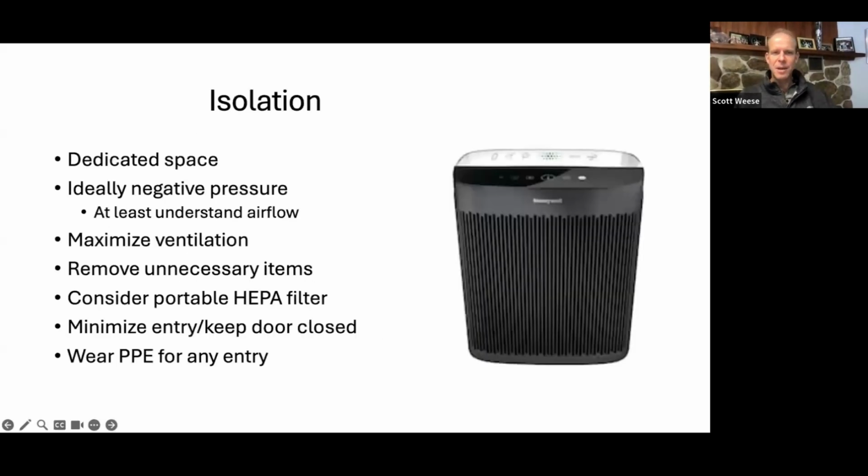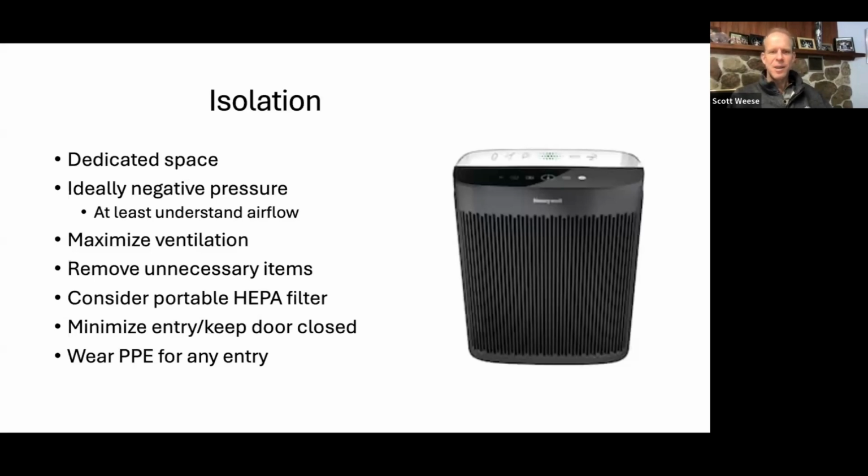Isolation, obviously dedicated space, ideally negative pressure, but we know we don't have that. At least understand your airflow so your isolation doesn't flow air right into your adoption room. And you may say that sounds pretty straightforward, but you'd be surprised at how often that happens. So know where your airflow goes. It probably isn't going to spread really effectively through air ducts in the shelter, but we'd rather prevent that.